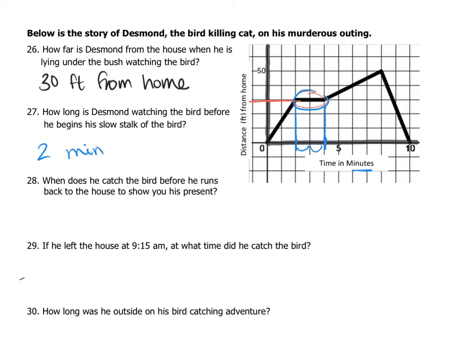Then it says, when, so a time, does he catch the bird before he runs back to the house to show you his present? Oh, that must be what's happening here. He catches the bird and then he runs back home. So when does he catch the bird? So like how long has he been outside at that point? So that looks like 8 minutes after he left the house.